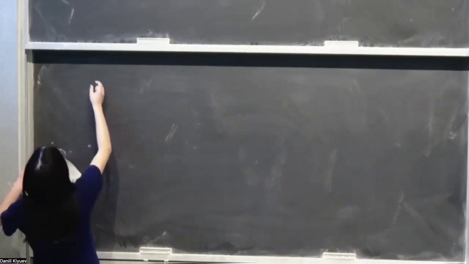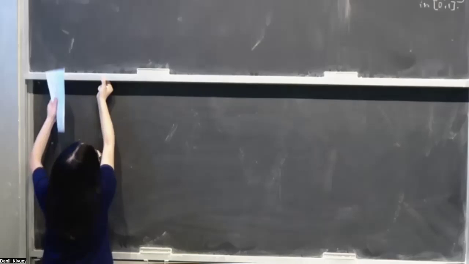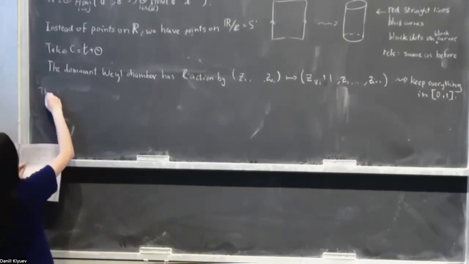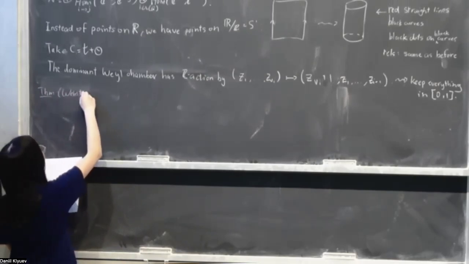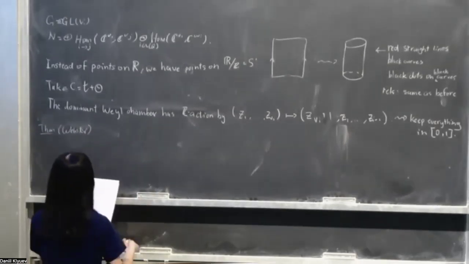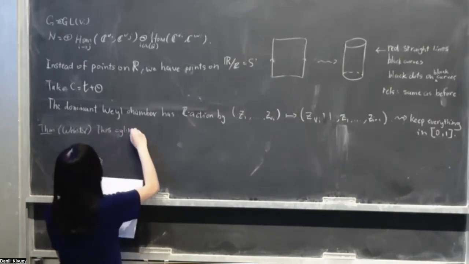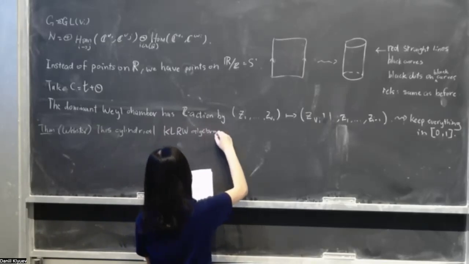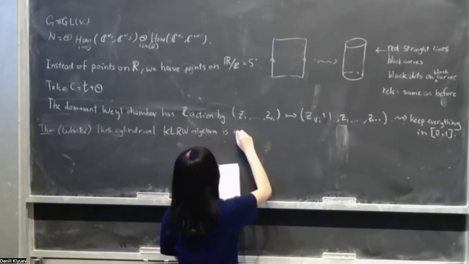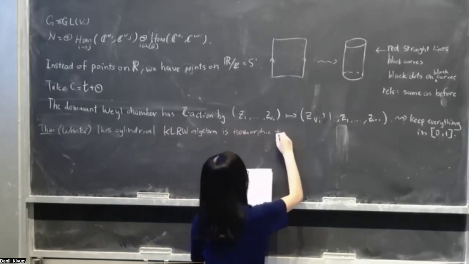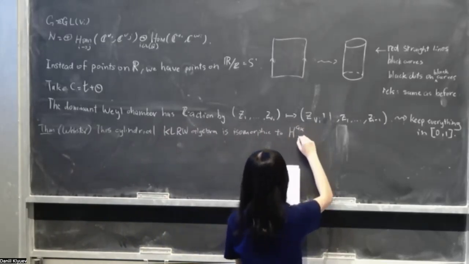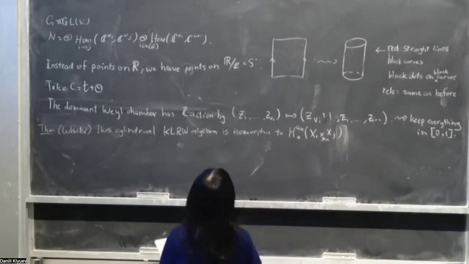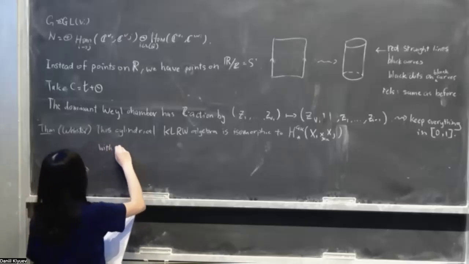So now, the point of doing all that was to say that this cylindrical version of the KLRW algebra is isomorphic to H K XI K, with generators.